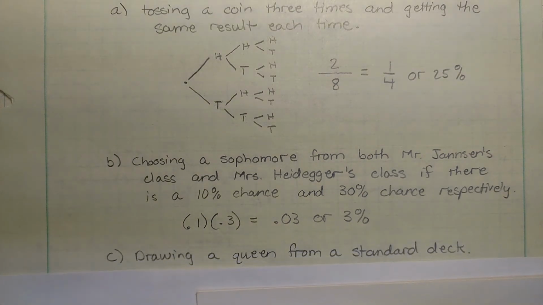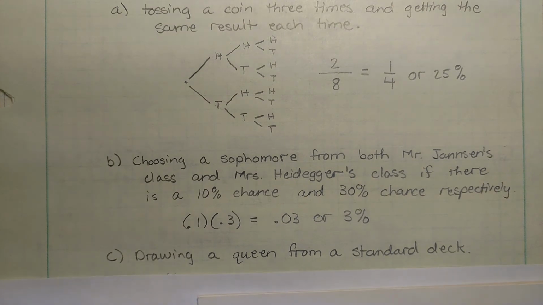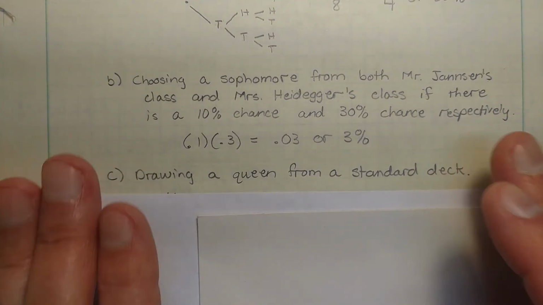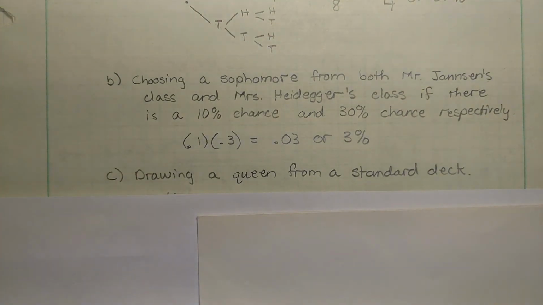All right, part C. Draw a queen from a standard deck. So that's a standard deck of cards. First off, we have to count up how many ways could I get a queen? Well, I hope that you all know that there are 4 queens in the deck. There's one for each suit: a queen of hearts, a queen of diamonds, a queen of spades, and a queen of clubs.